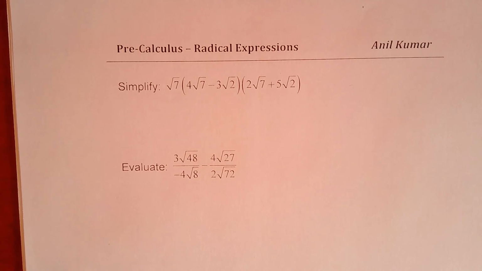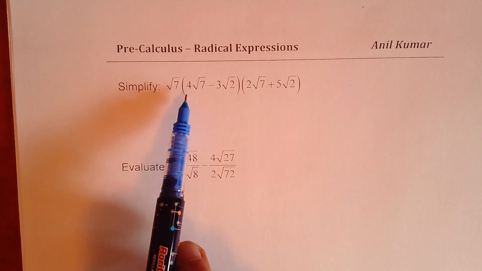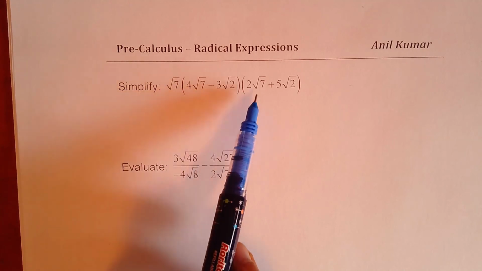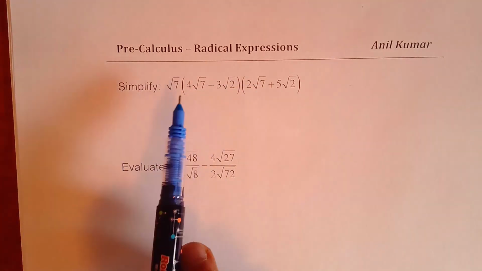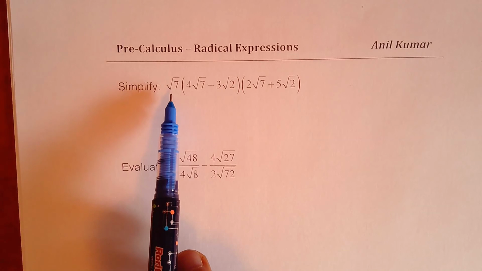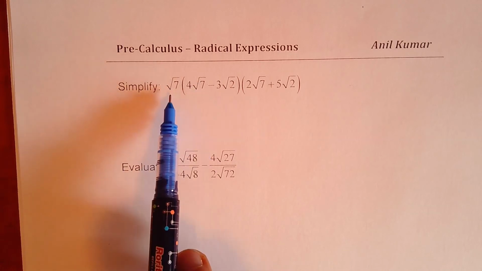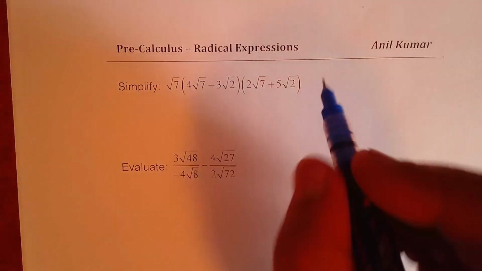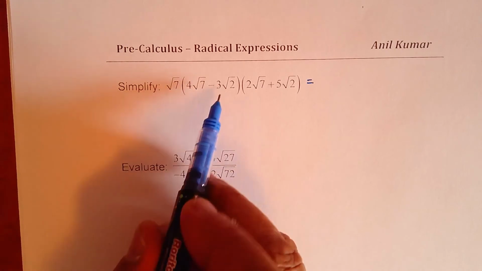The first one is square root 7 times (4 square root 7 minus 3 square root 2) times (2 square root 7 plus 5 square root 2). Now, in this particular case, you could initially multiply one of these brackets with square root 7 and then apply the distributive property. So what we will do here is we'll just multiply the first term by square root 7.